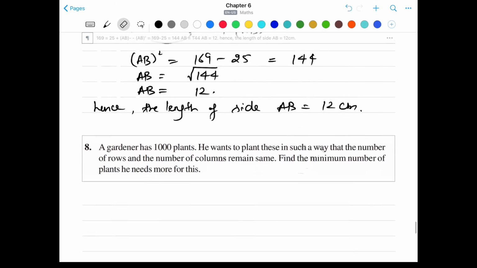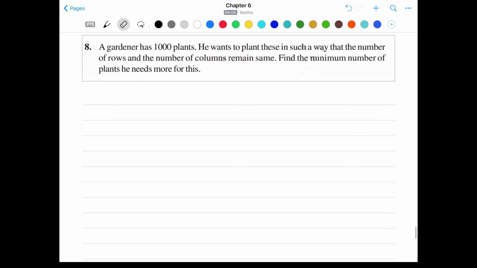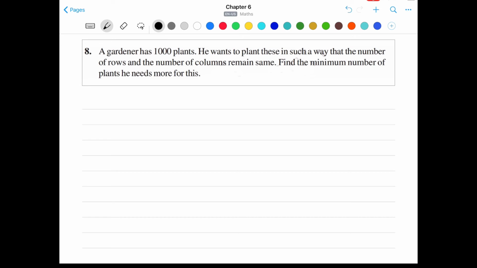Now moving to the next question, we have question number 8. This is a very important question. Okay, listen to it carefully. Question number 8 is, a gardener has 1000 plants. He wants to plant these plants in such a way that the number of rows and the number of columns remain the same. So we have to find the minimum number of plants he needs more for this.